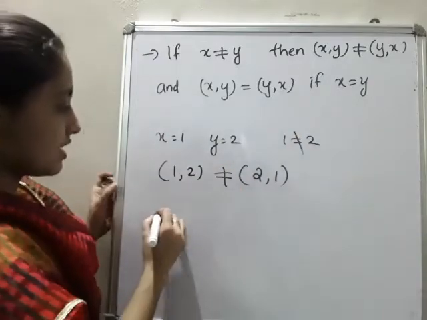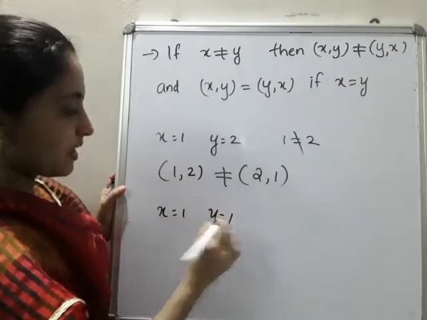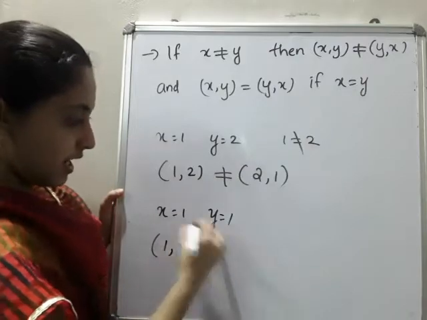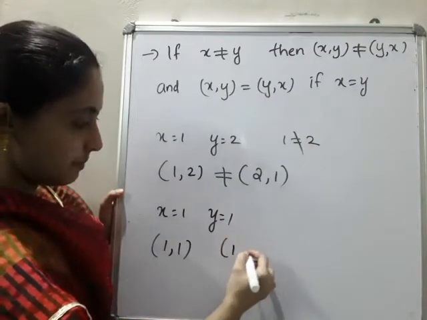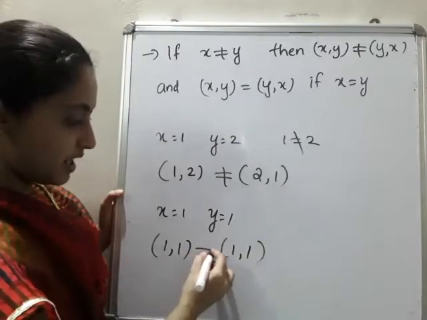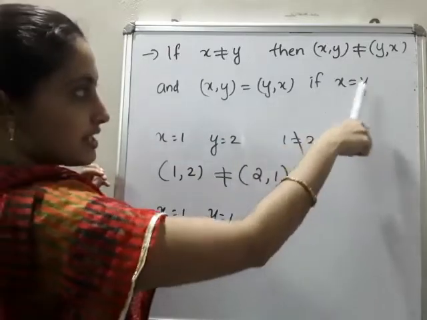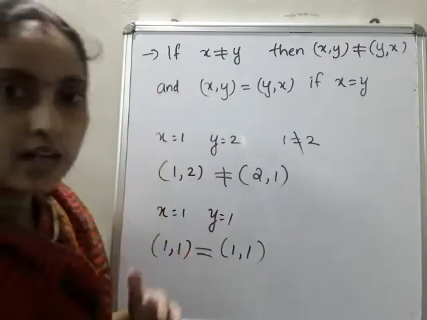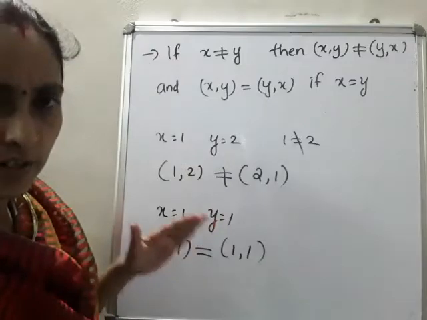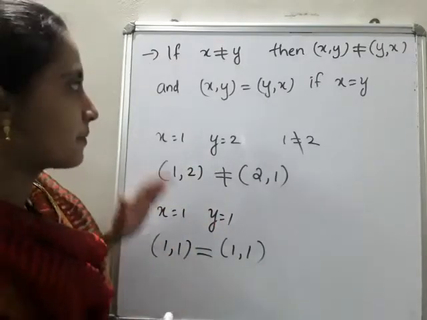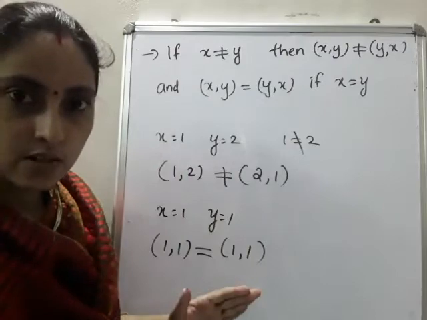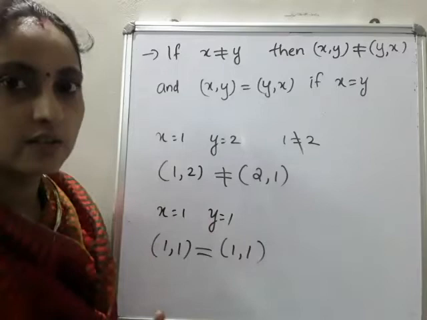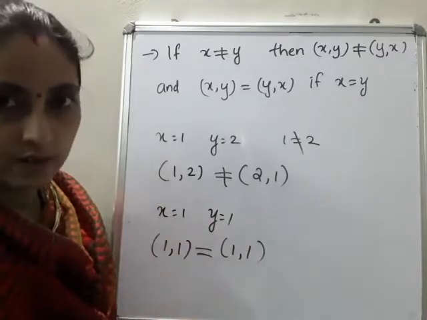Then another case: let x be equal to 1 and y also 1. That means x and y are equal, is it? Then what is the point's coordinate? (1, 1). And interchanging, y is 1 and x is also 1, so both are the same, and we can write them as equal. If we take (1, 1) or (2, 2) or any number, both are equal. That is the last point. If you don't know, you can write this example. So if x is not equal to y, then (x, y) is not equal to (y, x). And if x is equal to y, then (x, y) is equal to (y, x).